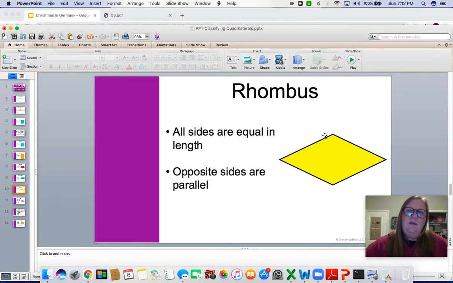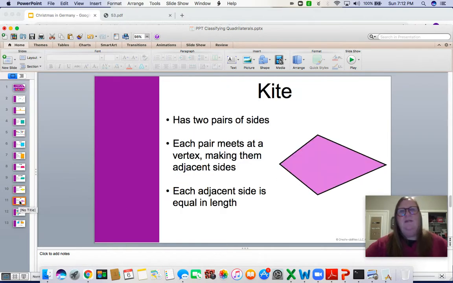So this line and this bottom line are parallel to each other, and the left and the right lines are parallel to each other. And the last one is a kite.